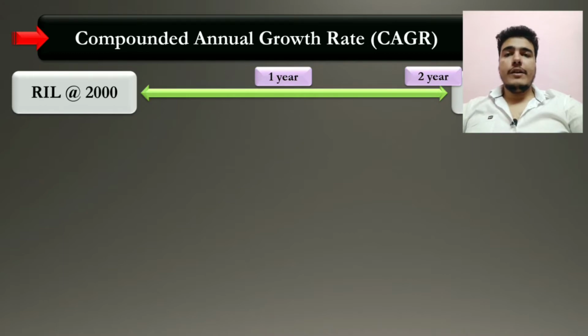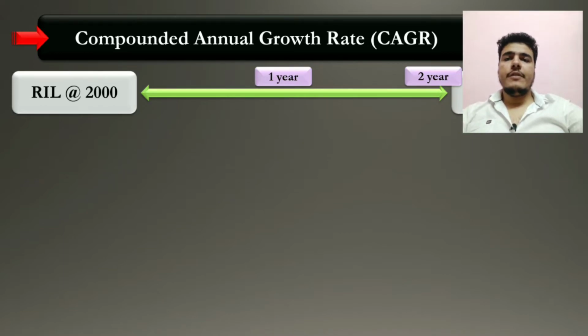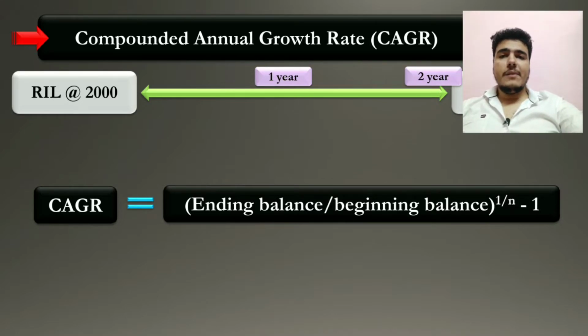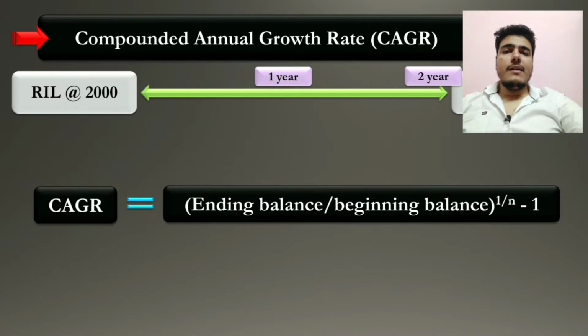How can we calculate the compounded annual growth rate? So the formula of CAGR is ending balance, that is current value of investment, divided by beginning balance, that is amount invested, that is 2000 in this case, and in power you have to divide 1 by time period, that is 2 in this case, that is 2 years, and minus 1 you have to do. Let's put in all the values, then you can understand it better.